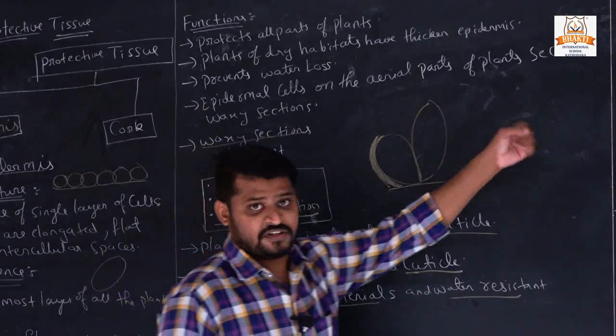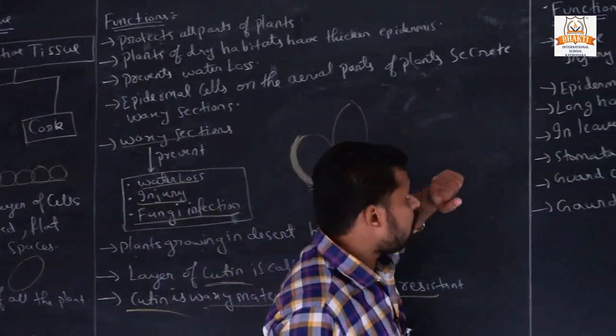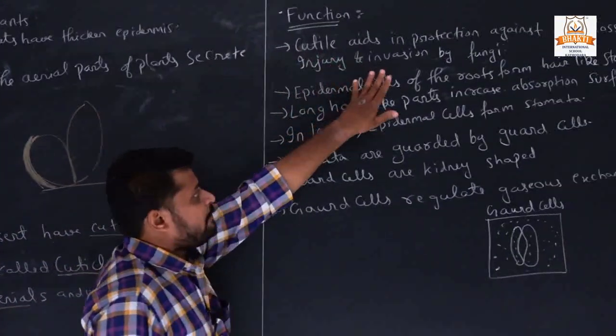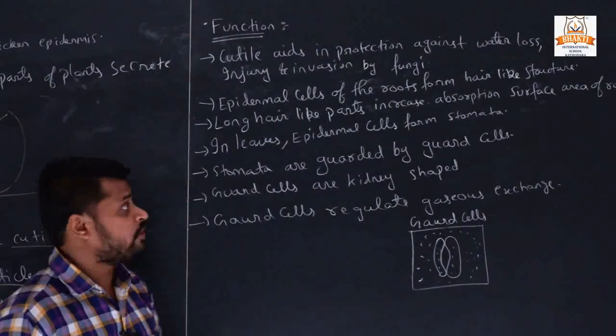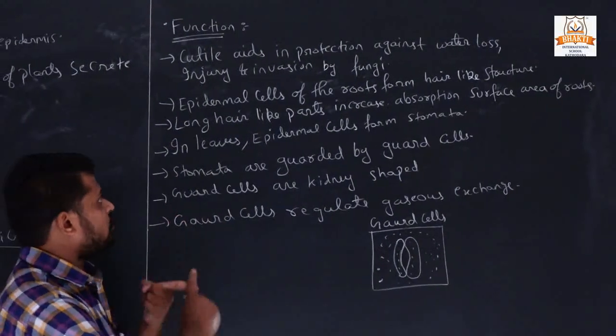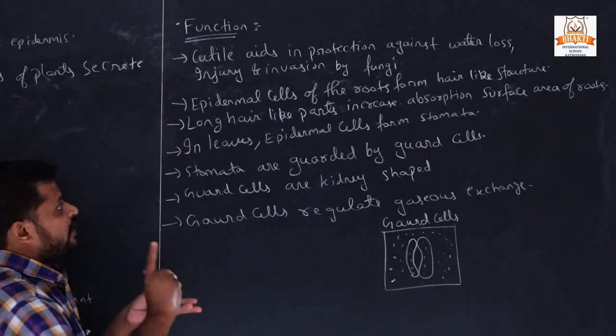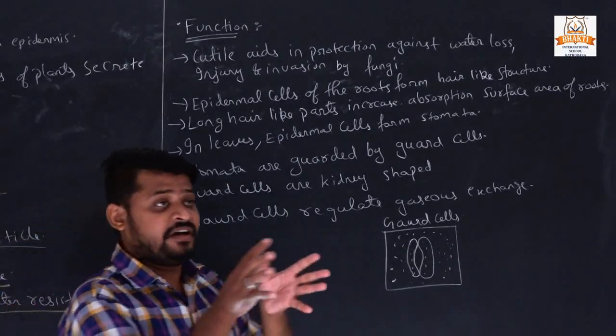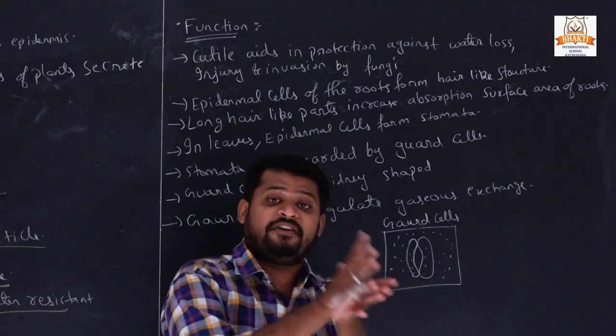So the next function: cuticle aids in protection. What was the function of cuticle? It will protect against water loss, injuries, and invasion by fungi, meaning if any fungi attack the plant, it will prevent that also.